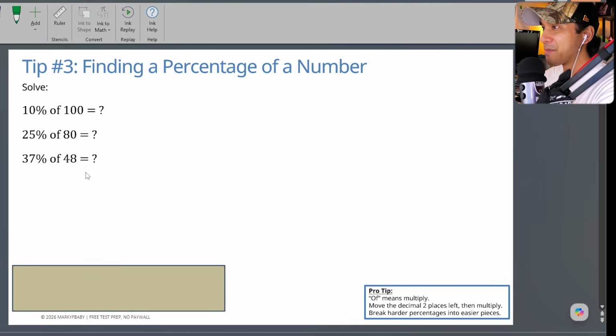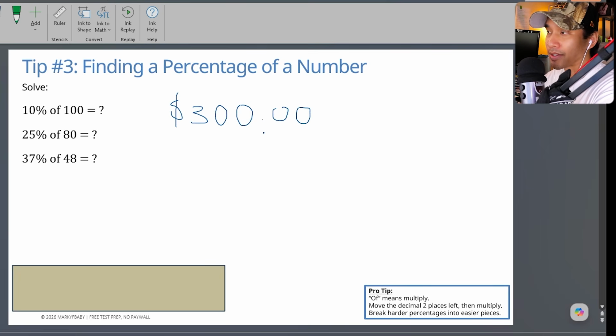Okay, tip number 3, finding a percentage of a number. Solve the following. Okay. When I was little, my dad taught me a little thing about 10%, right? All you have to do for 10%, for example, let's say an Xbox costs $300, right?